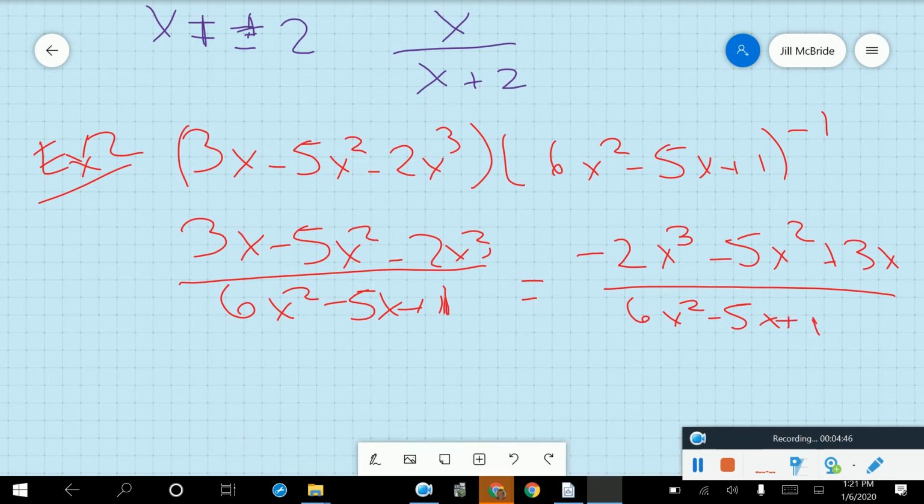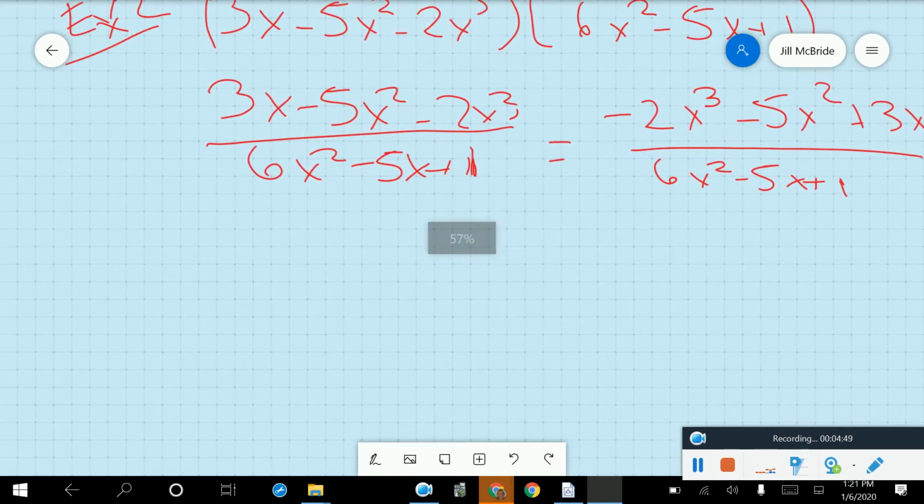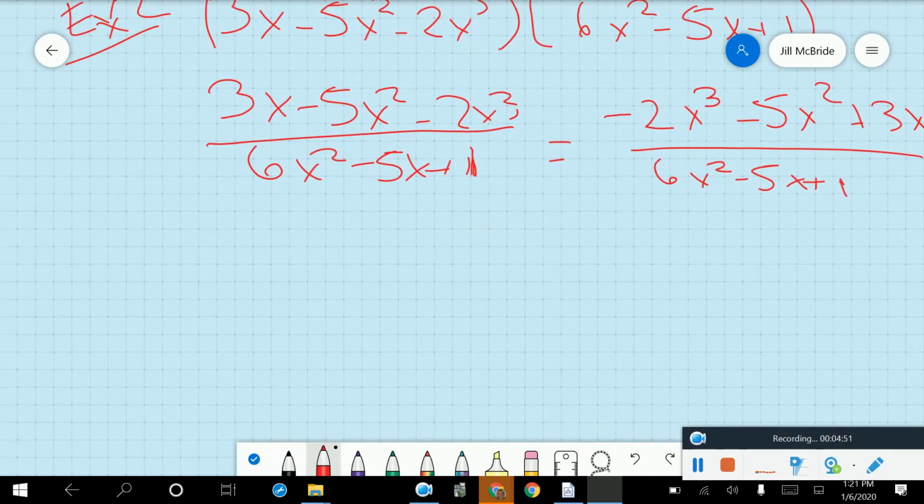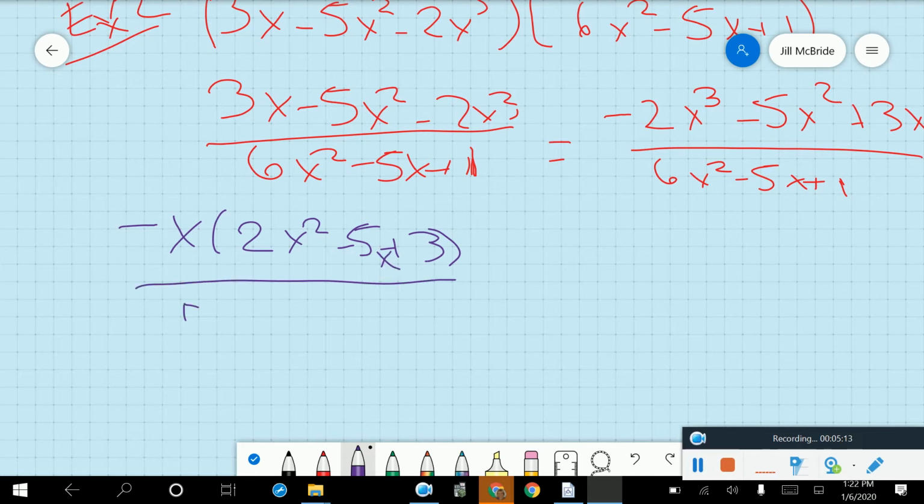Okay, remember what I said here. The key is in the factoring. Factoring is one of the most important things that we've learned in all of Algebra 2. So I think in the numerator I'm going to take out a negative x, because I like my leading coefficient to be positive. So that would leave me with 2x squared minus 5x plus 3. Whoops, got my x. And in the denominator, I would have 6x squared minus 5x plus 1.